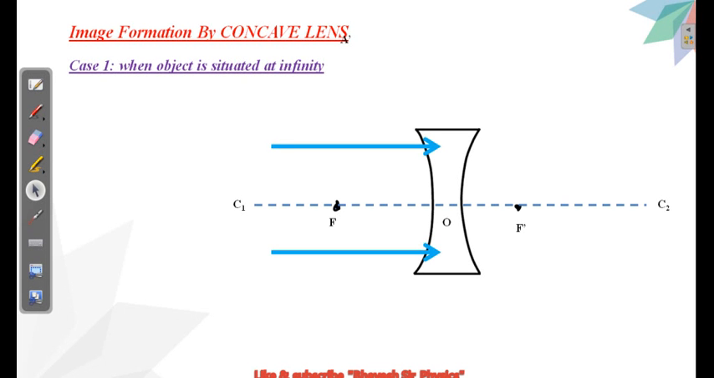Hello dear students, now let's see image formation by a concave lens. Okay, so our first case is when the object is situated at infinity. Now as we know, if the object is at infinity then the rays are coming parallel to each other. Object अगर infinity पर है तो उससे जो rays आ रही है वो एक दूसरे के parallel होती है. Now you can see here these incident rays at the lens are parallel to the principal axis.